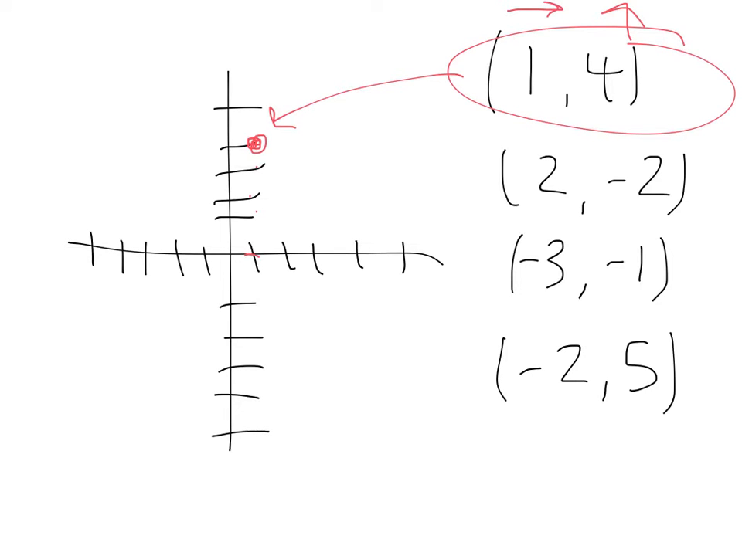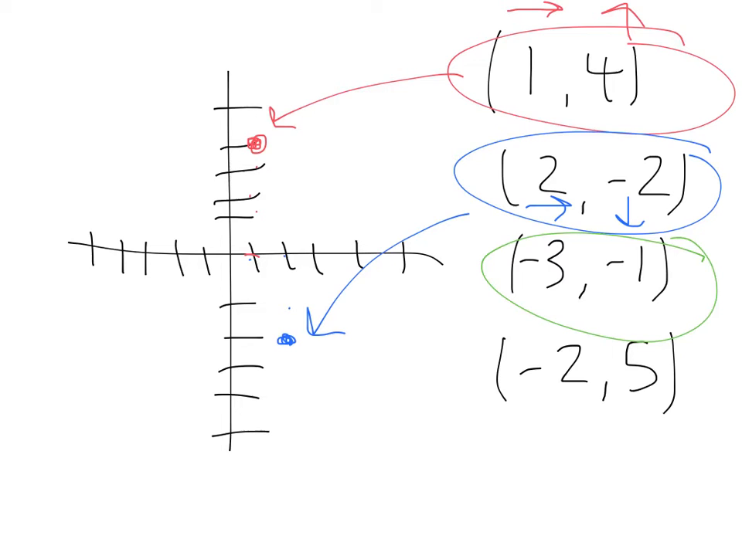Our second point here, (2, -2), the first one's positive, so we go right. The second one's negative, so we go down. So over 1, 2, down 1, 2. I'll do 2 more here. (-3, -1), they're both negative. So that means we're going to go left at the first one and down at the second one. And the last one, we have (-2, 5). So the negative 2 is making us go left, the 5 is making us go up. So over 1, 2, and then up 1, 2, 3, 4, 5.